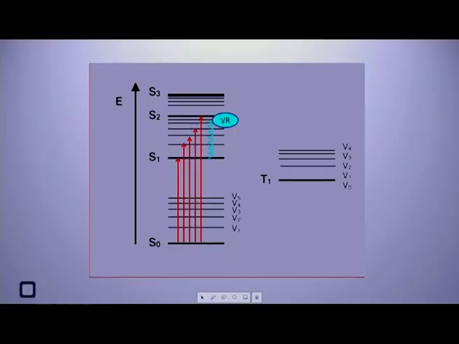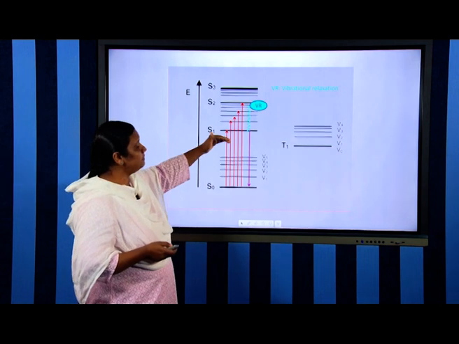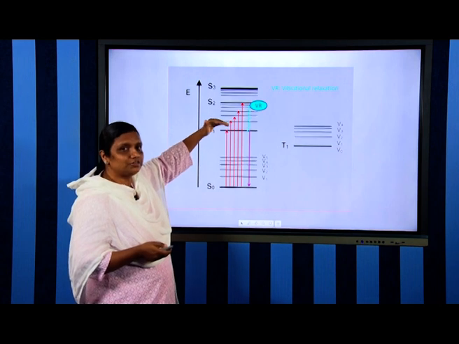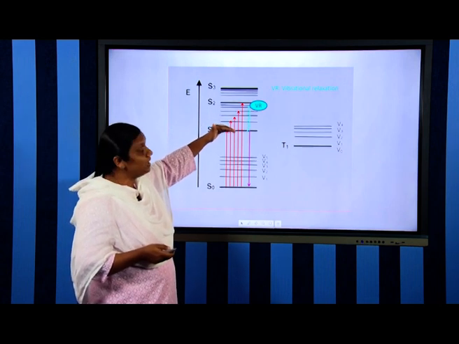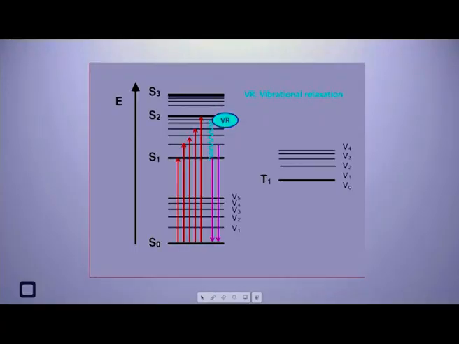Now, that is vibrational relaxation, as I said earlier, and that is a non-radiative transition or non-radiative relaxation. Now, another possibility is that from the lowest vibrational level of the first excited electronic state, it can move down to the ground state with the emission of light or with the emission of radiation. When that happens, we call it fluorescence.